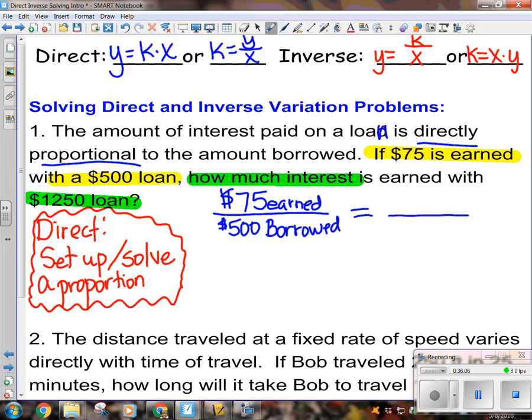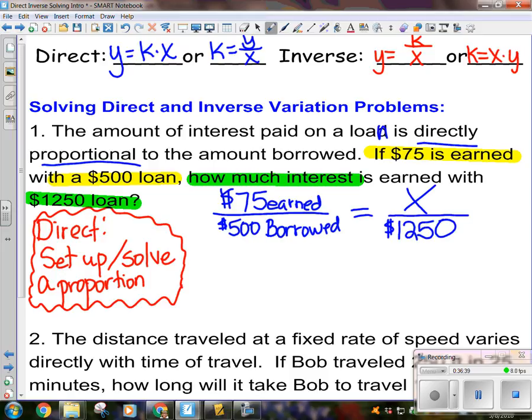$1,250 loan. I got to figure out, does $1,250 go on the top or should I put it on the bottom? Okay, it's a $1,250 loan. So does that mean I earned that much money in interest or did I borrow that much money? Okay, if it's a $1,250 loan, I borrowed it. True. But it's actually saying how much interest is earned. So X is on top. I do not know how much is earned.